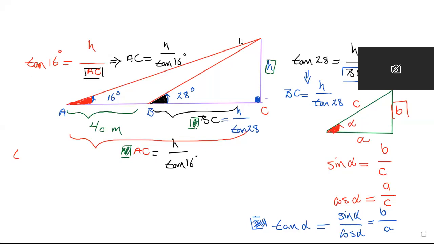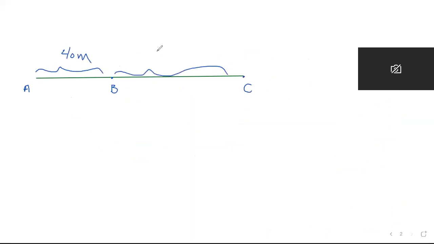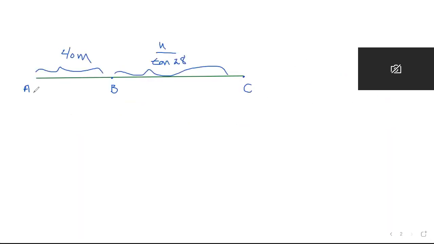Now, the thing which I'm going to do, we said that we call this A. At one point here, we called that B. We had it C. From A to B, it was 40 meters. From B to C was h over tangent 28. And at the same time, we got AC, which is here, as h over tangent of 16.